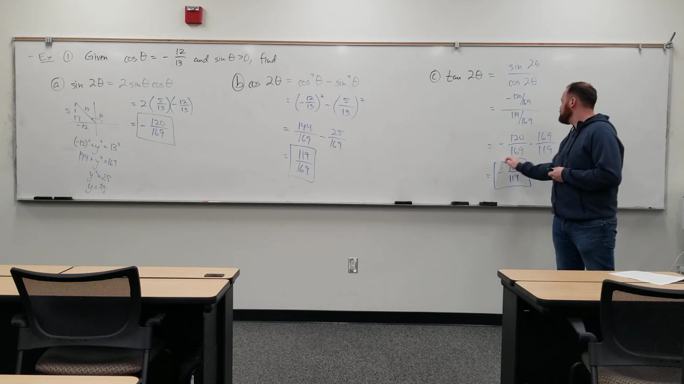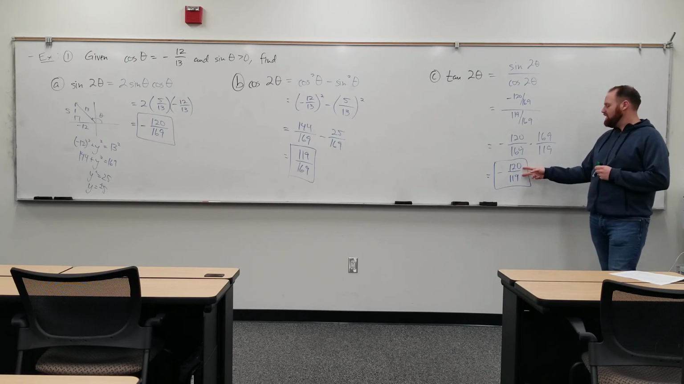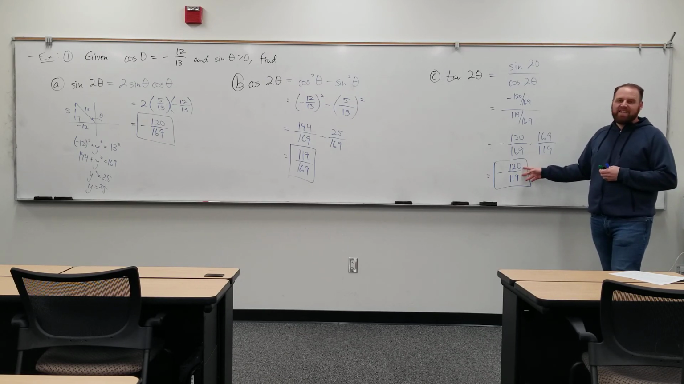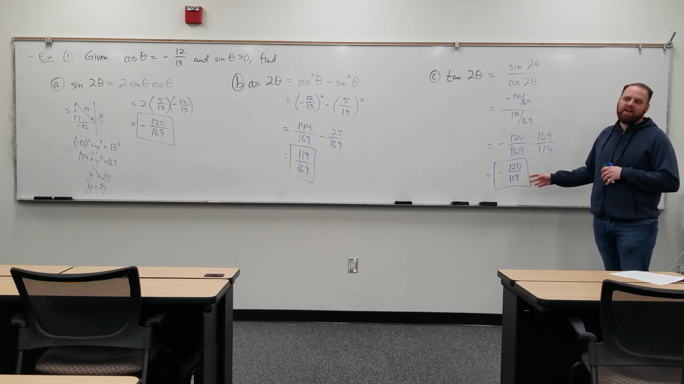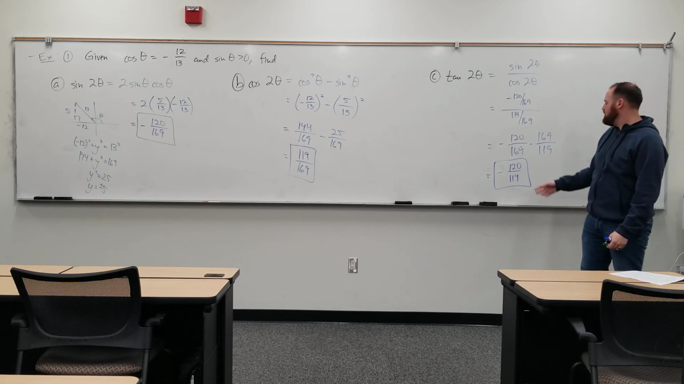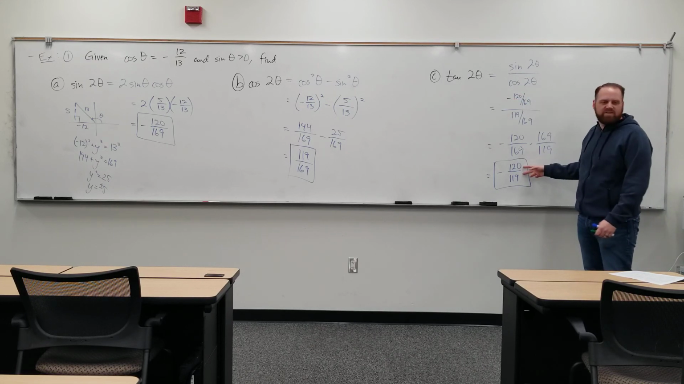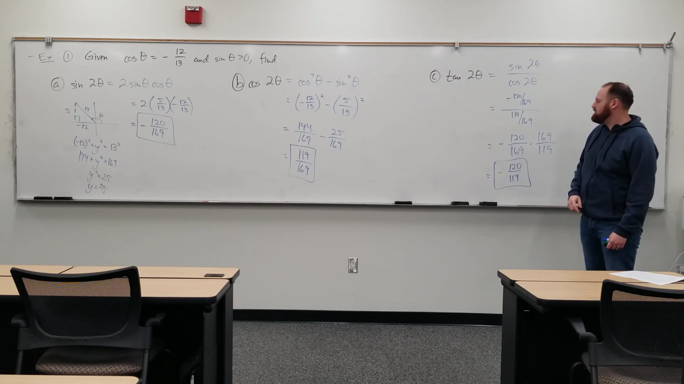I got scared for a second because I forgot that we were doing tangent, and I was thinking, wait a second, that's less than negative 1. That would be a problem if we were computing sine or cosine, right? Because sine and cosine have to live between negative 1 and positive 1. But this is a tangent value, so it can be whatever it wants to be. Anyway, so that's the tangent value there.